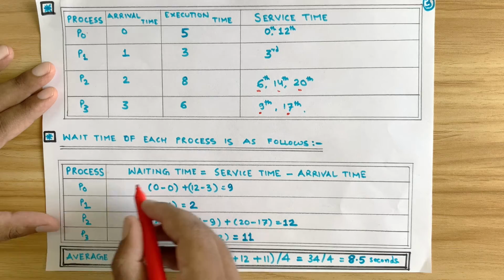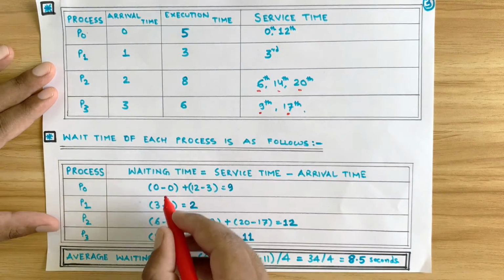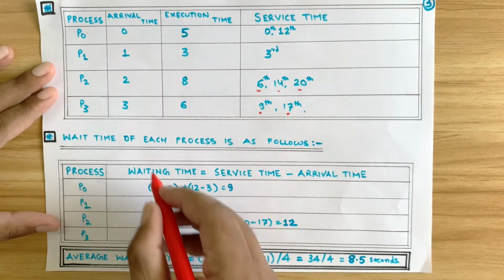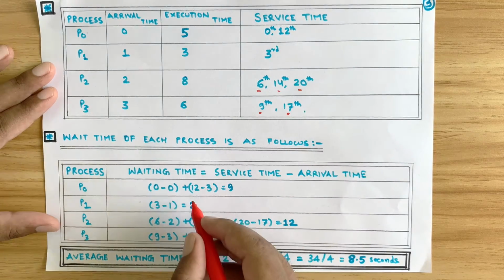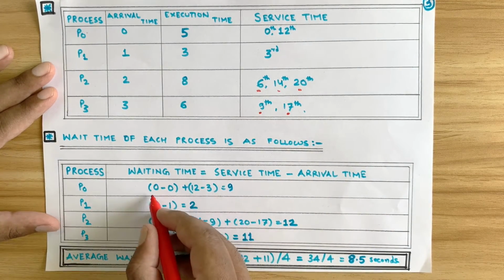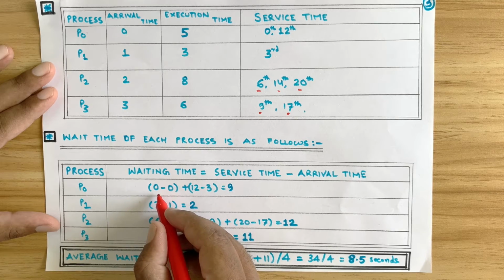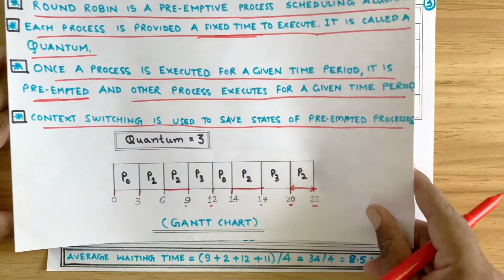Now what is the waiting time of process P0? Let us calculate it. Service is provided at 0th second and arrival is also at 0th second. So 0 minus 0 gives 0. Now service is provided at 12th second and it finished execution. Now, I will show you the Gantt chart again.